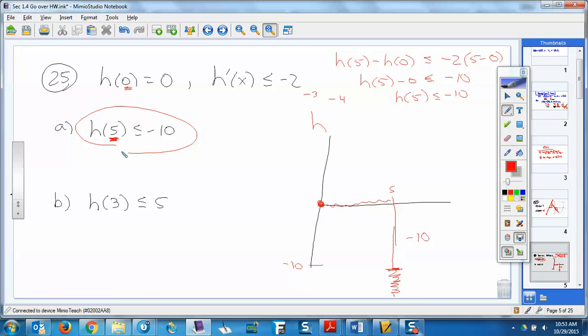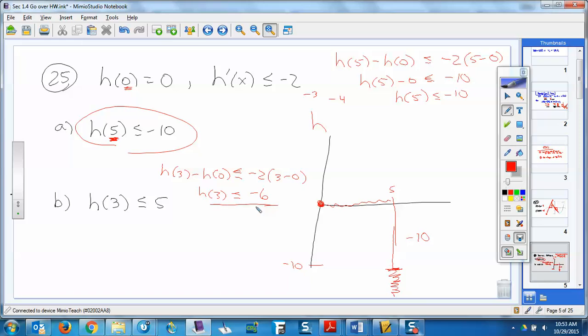Again, just putting into the formula is acceptable for an answer there too. Okay, is h of 3 less than or equal to 5? So again, if we do just the plug-in thing, it would look like this. h of 3 minus h of 0 is less than or equal to negative 2 times 3 minus 0. h of 0 is just 0, so this becomes just h of 3 less than or equal to negative 6.